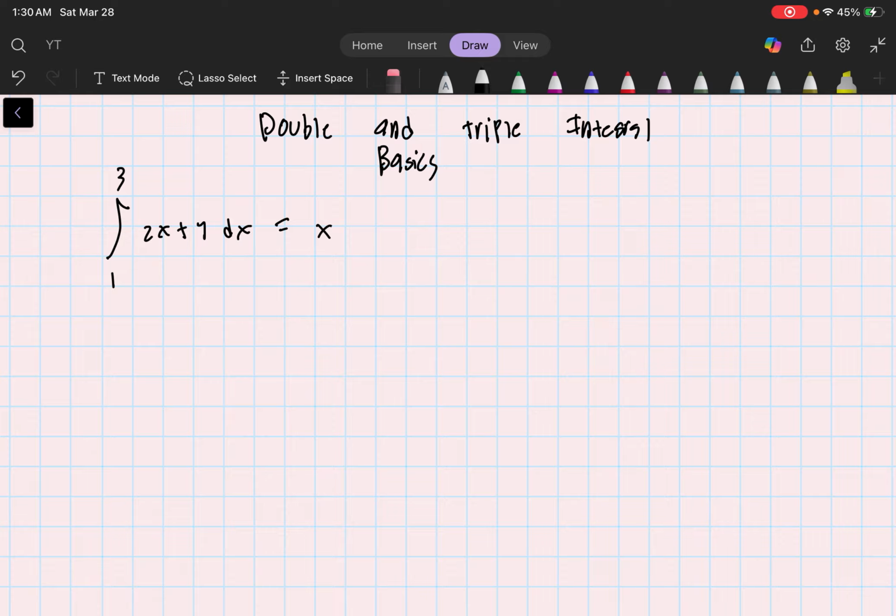Obviously, you know the drill: x squared plus 4x from 1 to 3. Then you use FTC. 3 squared plus 12 minus 1 plus 4, which is 5. 9 plus 12 is 21, minus 5 is equal to 16. So that's our review, warm up.